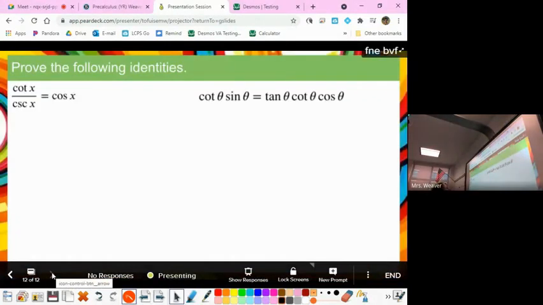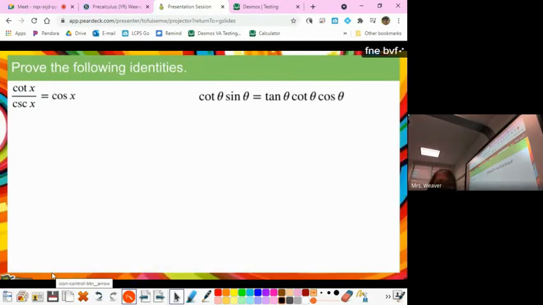Okay, so let's try 2 more. I think this is our last slide before I turn you loose on the test. Just a few more identities to practice, okay? So we've got cotangent x over cosecant x equals cosine x. Anybody want to try this one? I know we haven't tried it yet. There's no pressure. If we don't get through, then we'll help each other. But anybody want to try it, okay?